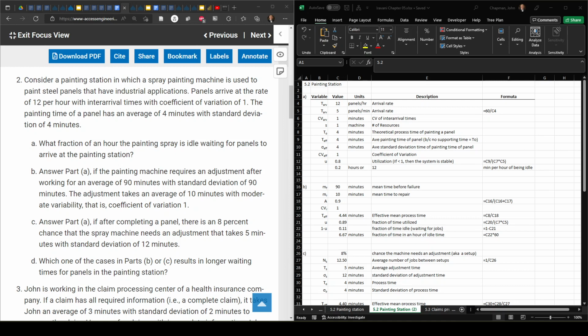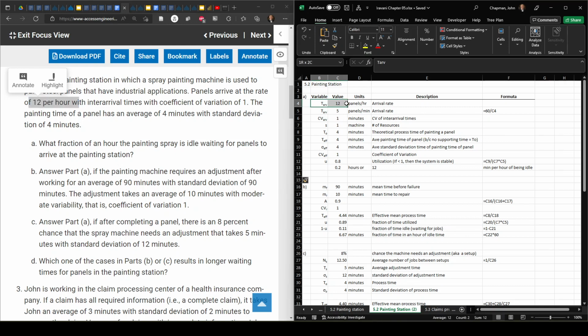Okay, here is question number 2 at the end of chapter 5 about a painting station, and they spray steel panels. The first piece of information that the problem gives you is the arrival rate, which is they arrive at 12 panels per hour with inter-arrival times with a coefficient of variation of 1.